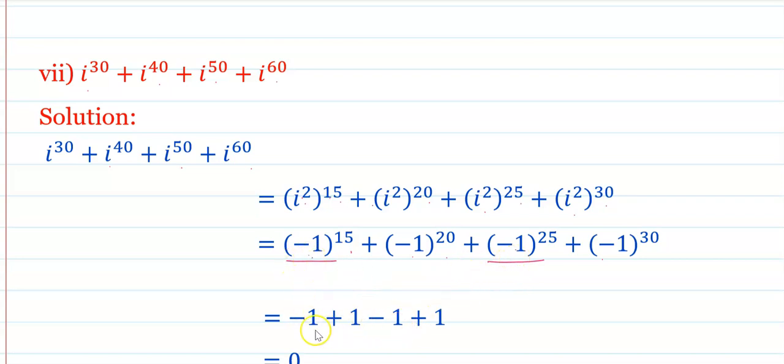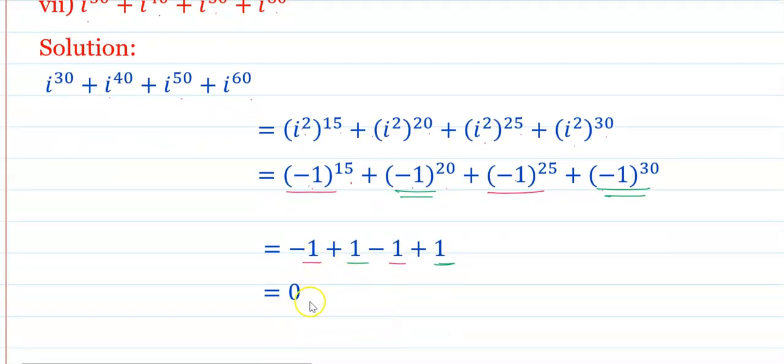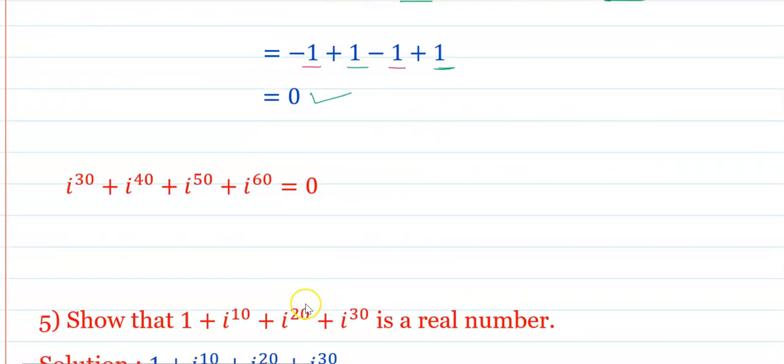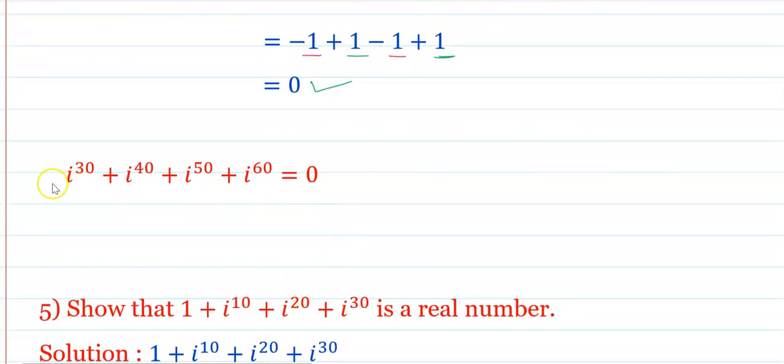And (-1) raised to an even number, here are even numbers, both of these are even. Overall you are getting plus 1 and plus 1. So minus 1 minus 1 and plus 1 plus 1, they get cancelled and hence the total is 0. Therefore i^30 + i^40 + i^50 + i^60 equals 0.